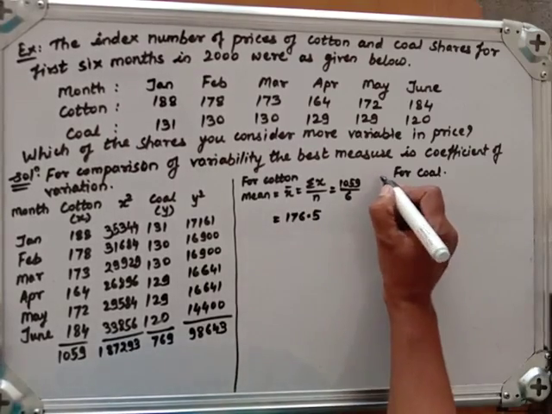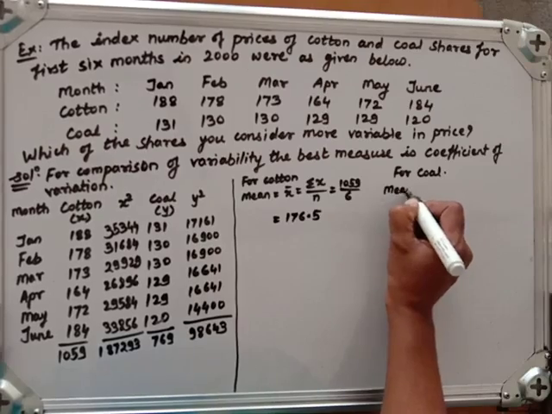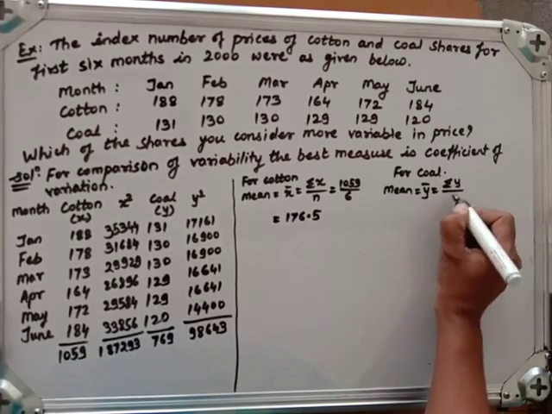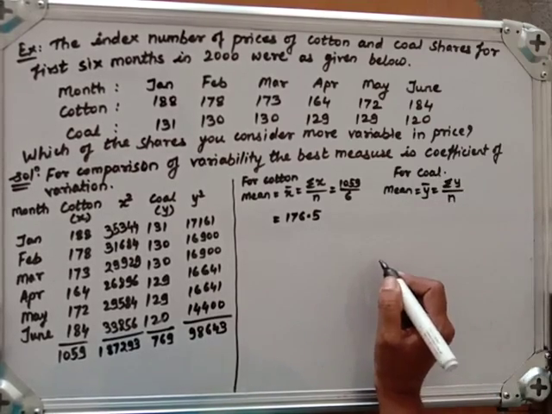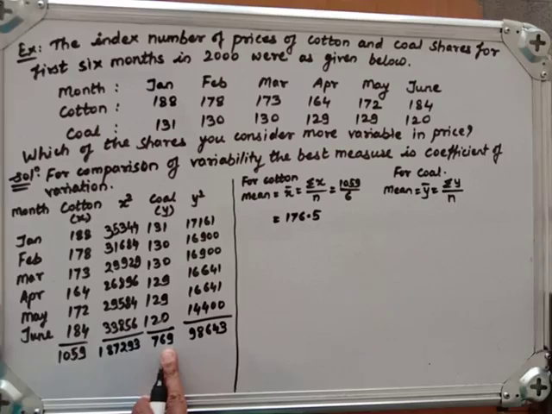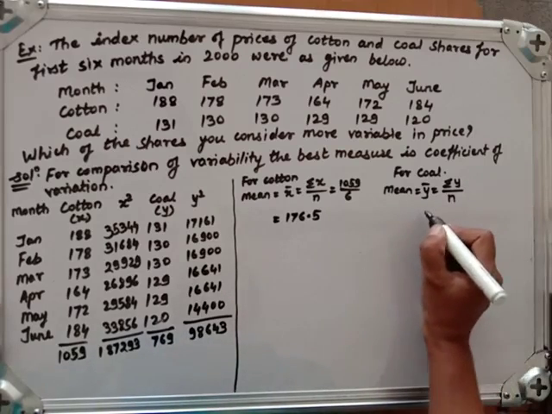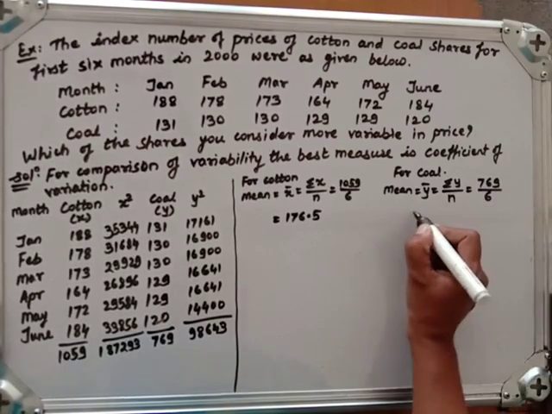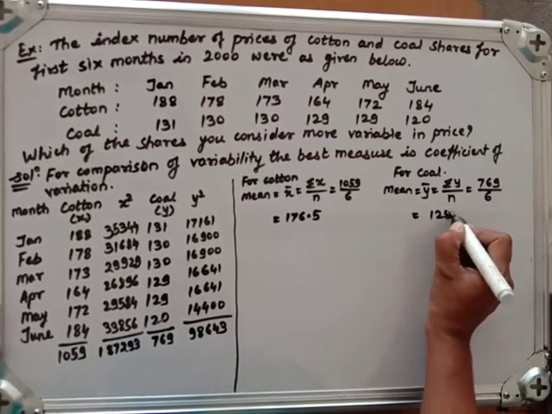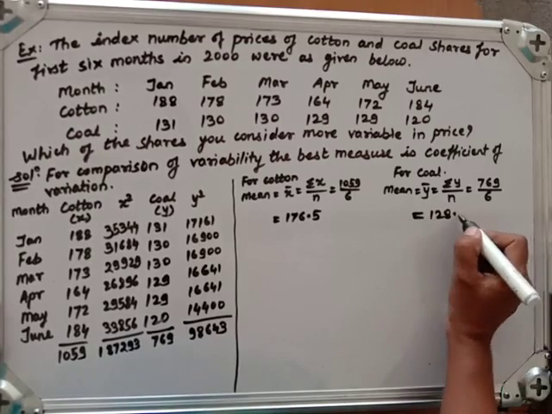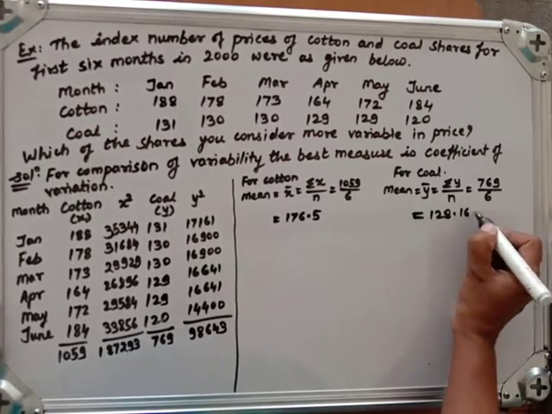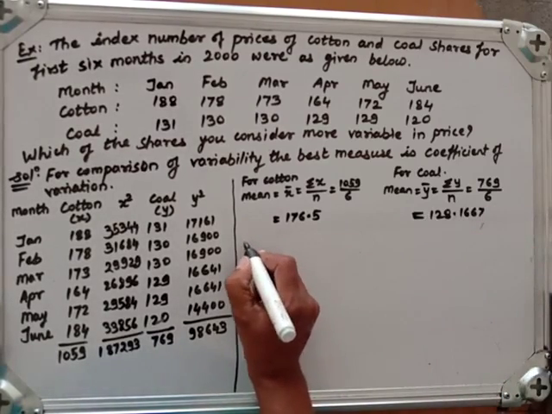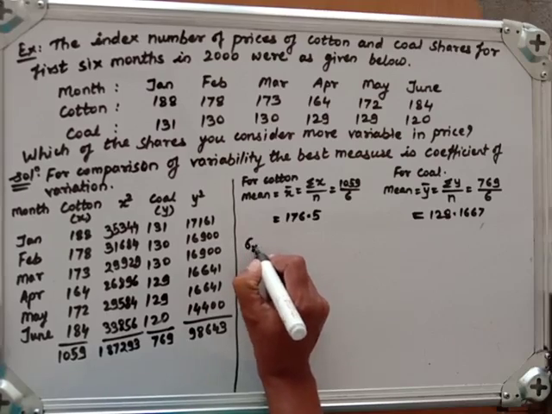Now similarly determine for coal. So here the mean is what? Y bar, and that will be summation y upon n. What is summation y? It is 769. So it will be 769 upon 6. So that is 128.1667. Now determine the standard deviation, that is sigma x.